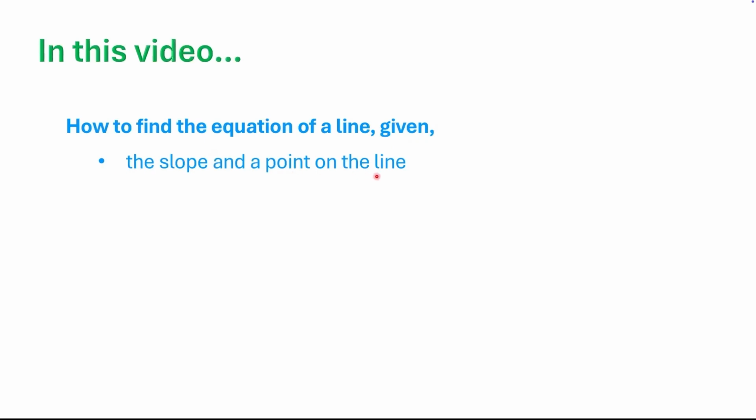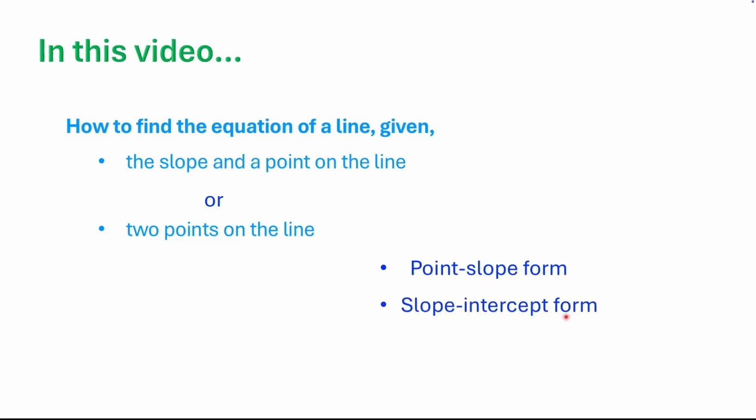In this video, you are going to learn how to find the equation of a line, given the slope and a point on the line, or 2 points on the line. We will write the equation in point-slope form and in slope-intercept form.